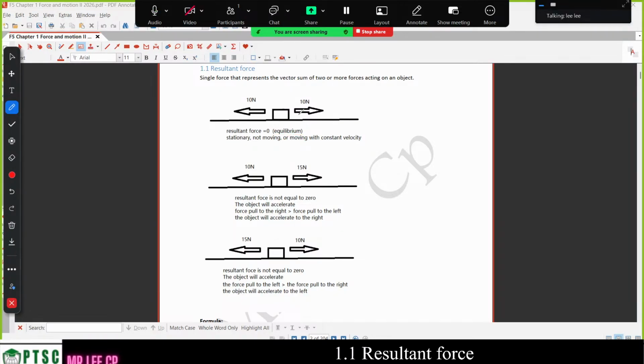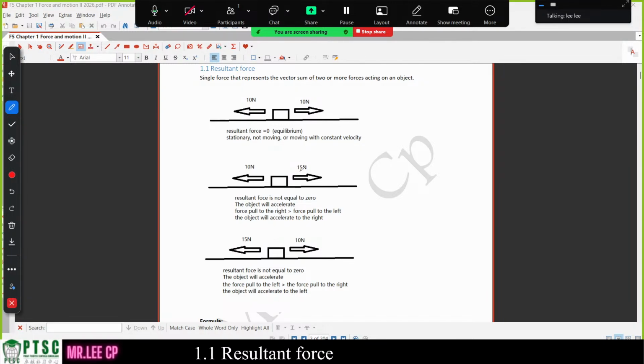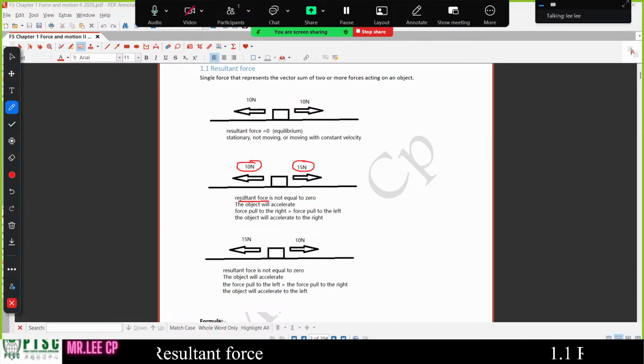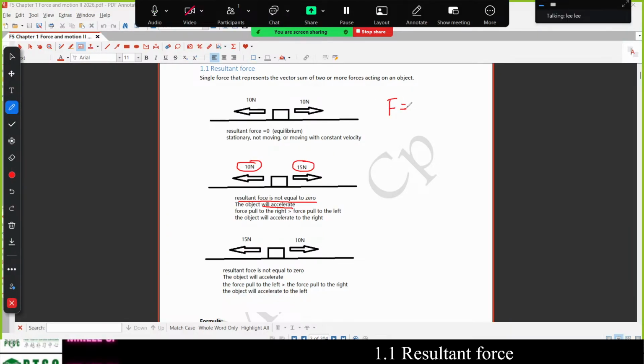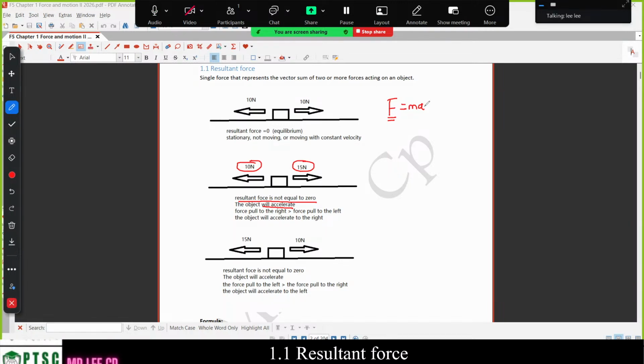We can also call it balanced force, because the force to the left and right is the same. When the force to the right is 15 Newton and the left is 10 Newton, the resultant force is not equal to 0 already. So the object will accelerate. Why does it accelerate? Because we have a resultant force. We have a formula F equals ma. When the resultant force is not 0, it means you have an acceleration.